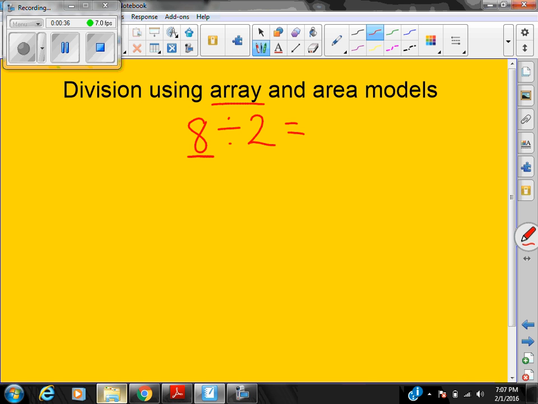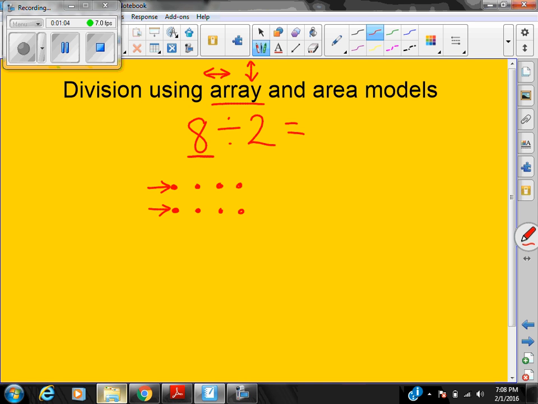So using an array means I'm going to use rows and columns. Rows go across, columns go up and down. So 2 lets me know how many rows I can make right off the bat. So here's 2, and I'm going to continue to count until I reach 8. 3, 4, 5, 6, 7, 8. This is my array. And if you count, I actually have 2 rows.